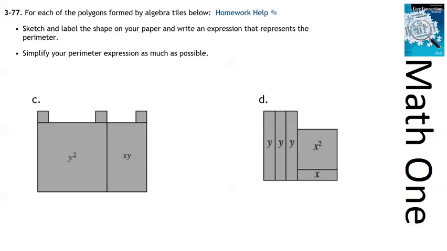Wow, definitely some more complexity here in terms of overlapping shapes. The first tile I have here that I'm noticing is a y squared tile. Well, in order to get a y squared tile, you need to have a y by another y.